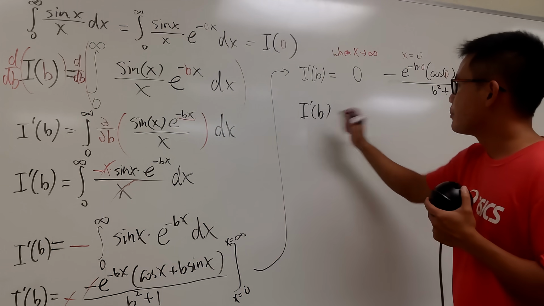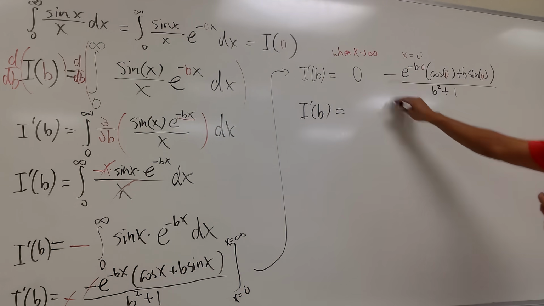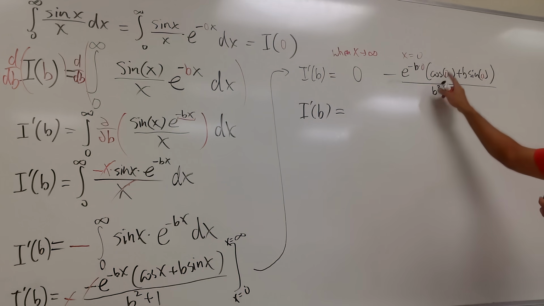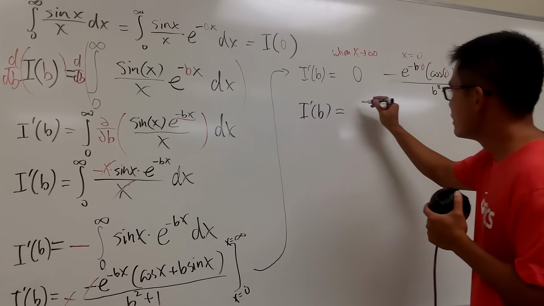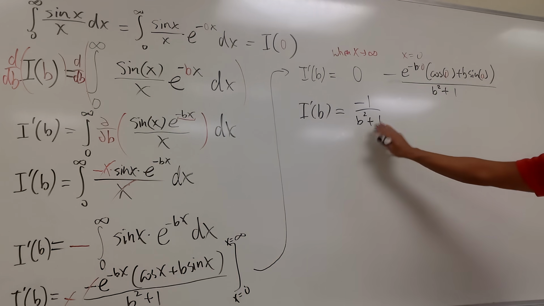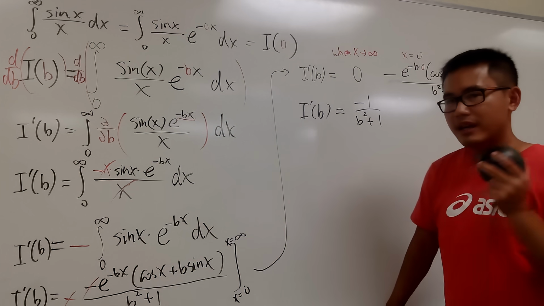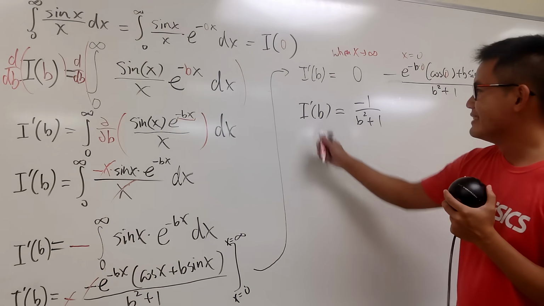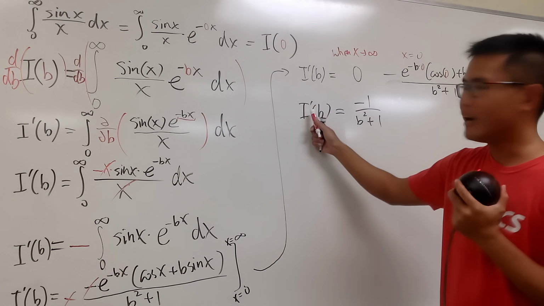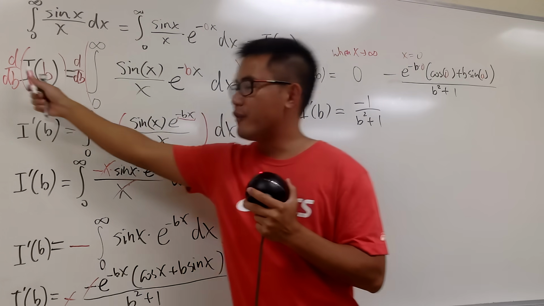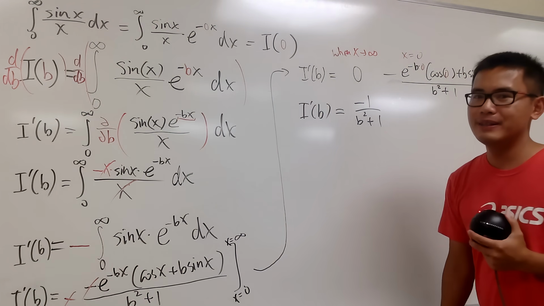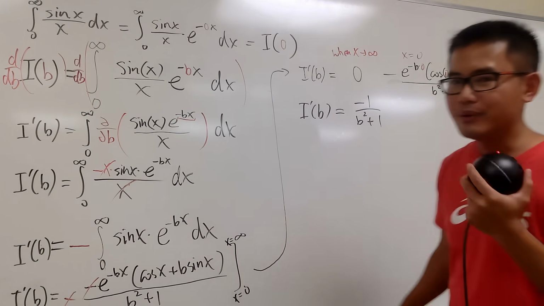Okay, I prime of b: this is 0, this is negative, and this is 1. This is 0, this is 1, so we have negative 1 on the top. So we have negative 1 over b squared plus 1. Okay, feel good so far? Now, this is not the function I of b anymore. This is the derivative of I of b. And remember, we differentiated with respect to b first. To get back to the original I of b, we have to integrate now.